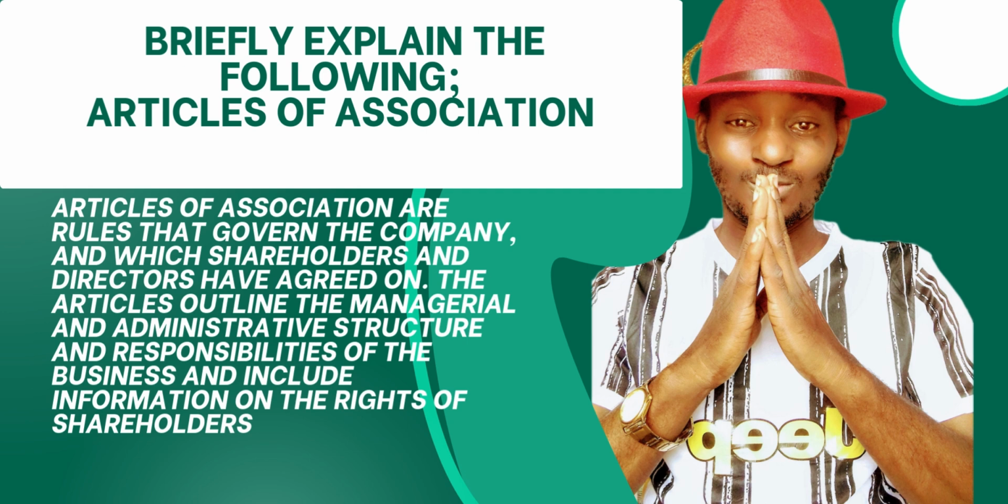Articles of Association. Articles of association are rules that govern the company and which shareholders and directors have agreed on. The articles outline the managerial and administrative structure and responsibilities of the business and include information on the rights of shareholders.